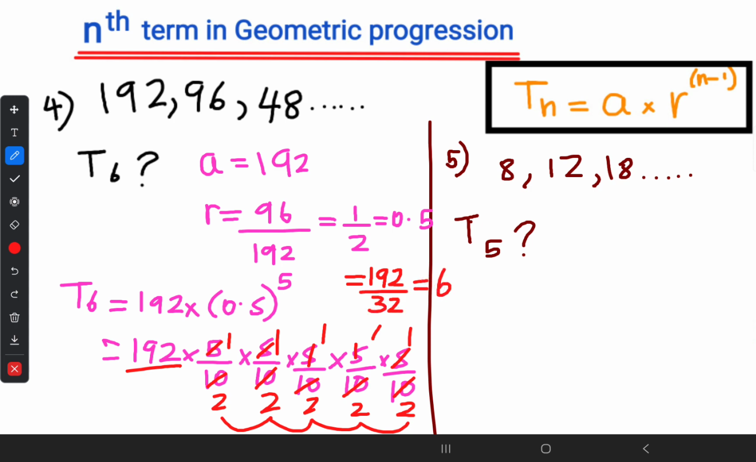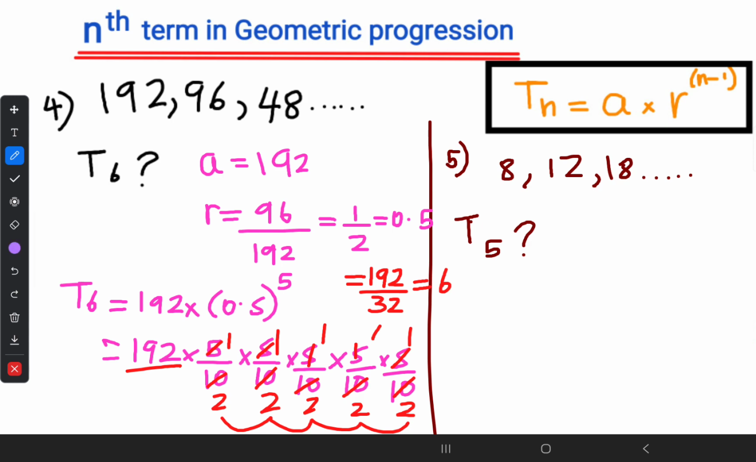T6, that is 192 multiplied with 1 values in the numerators. Thereafter, the answer would be 6. In denominator, 2 with the power of 5, so 32. That will give you number 6.